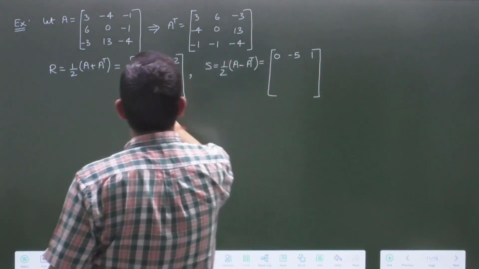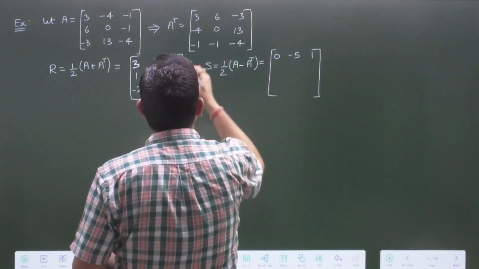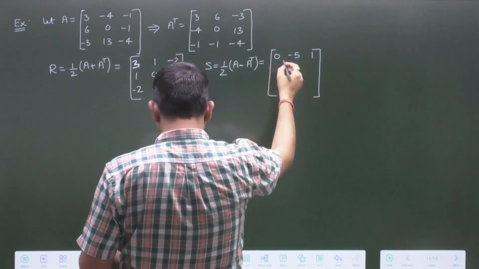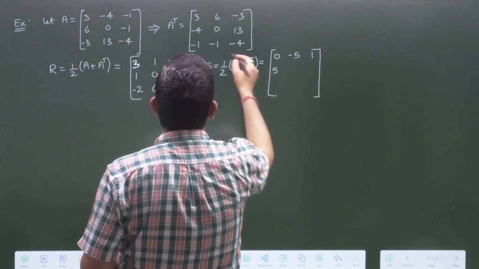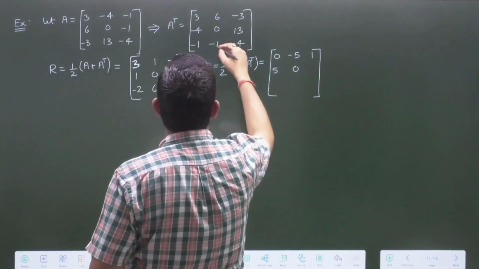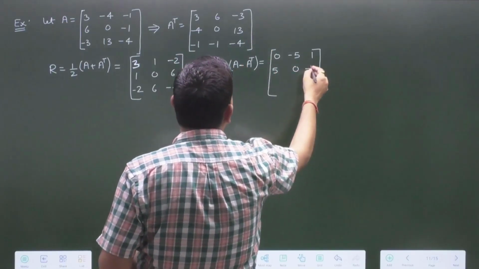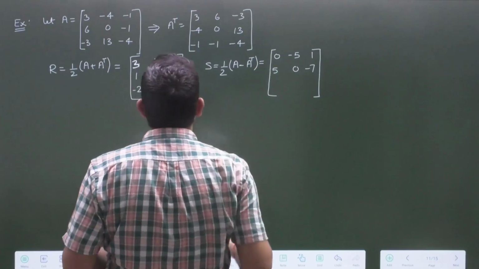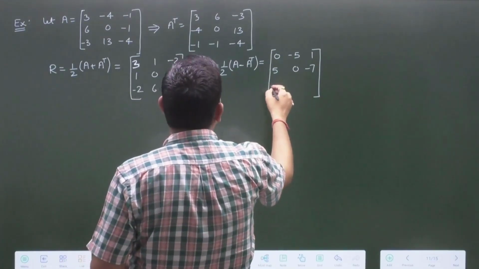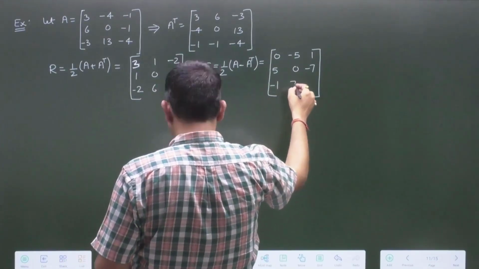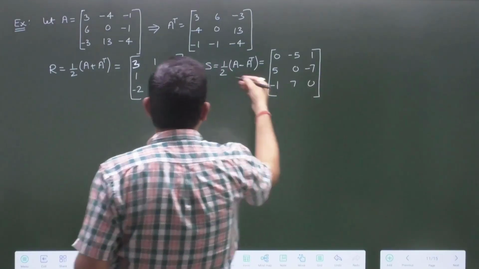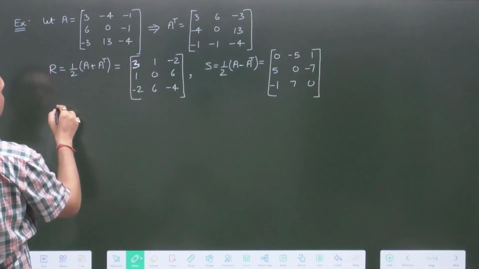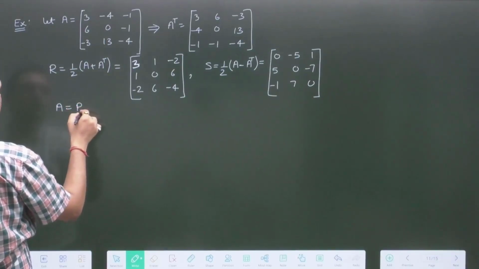What about this term? 10 by 2 is 5. Next is 0, minus 7. Next is minus 1, 7, and now you can check that A will be simply R plus S.